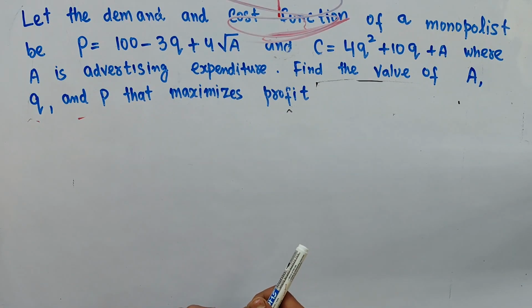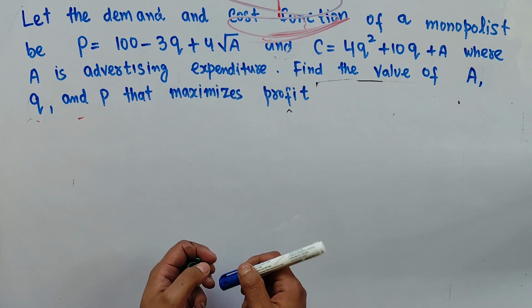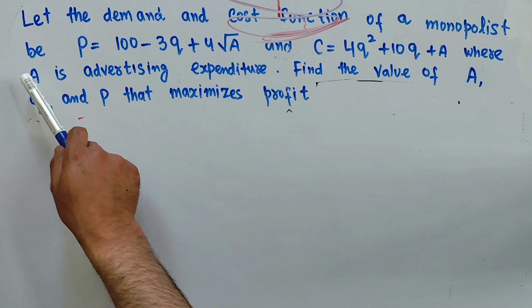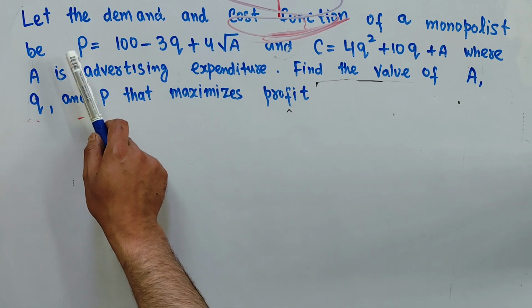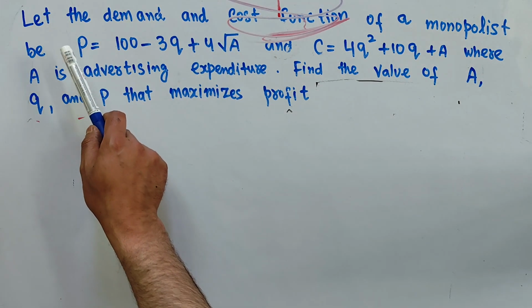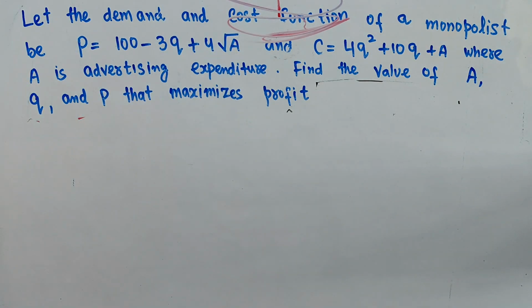Let's solve a question on profit maximization in the case of a monopolist with advertising cost. The question is: let the demand and cost function of a monopolist be given. The demand function is P = 100 - 3Q + 4√A, where P denotes the price, Q is the output, and A denotes the advertising expenditure.